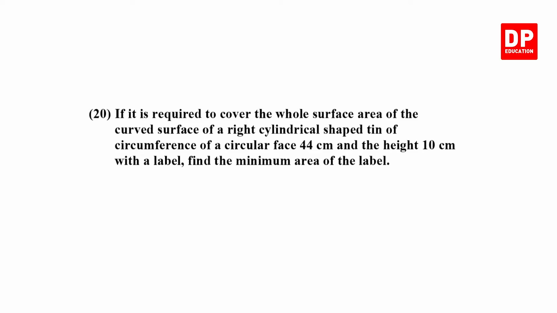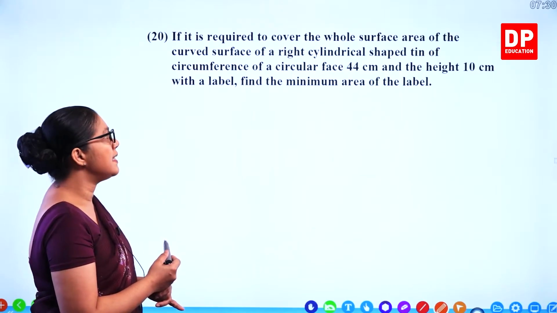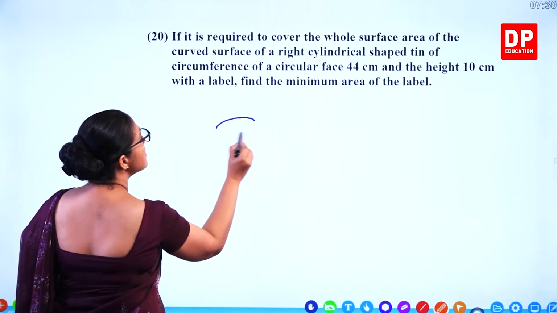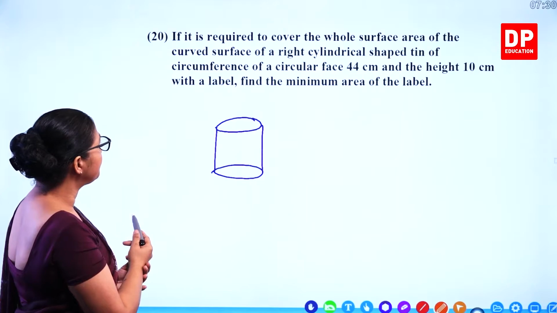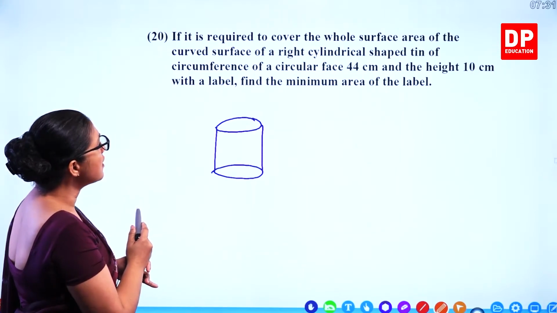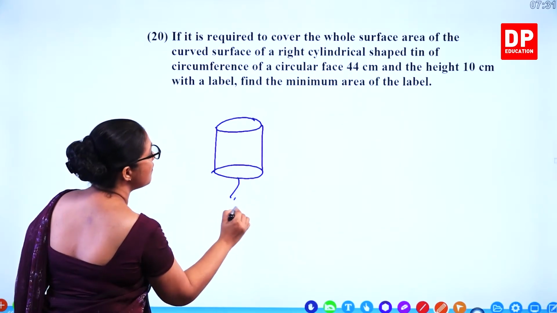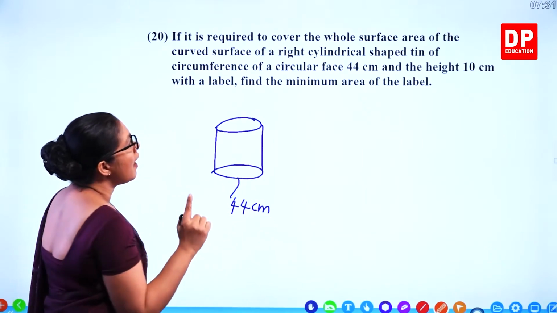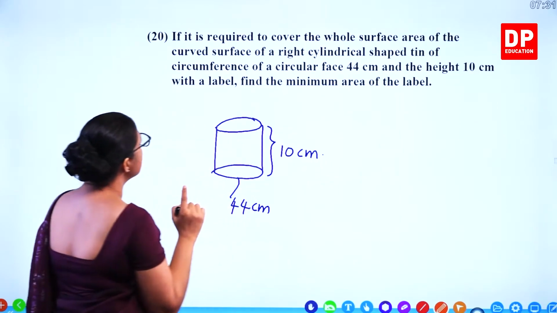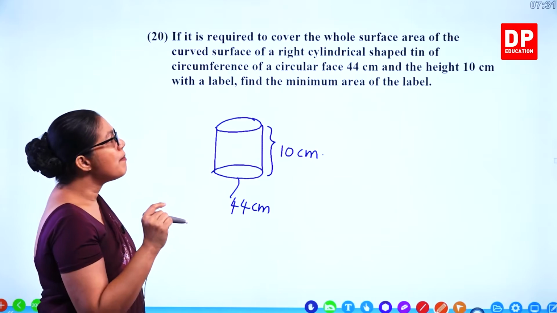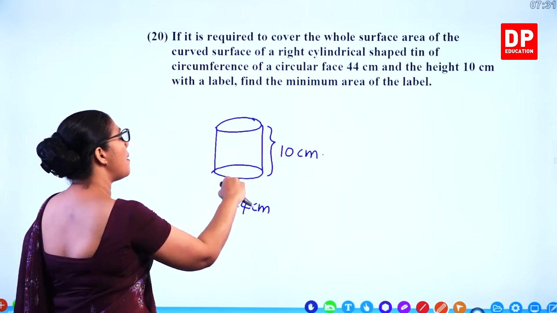Question number 20. If it is required to cover the whole curved surface of a right cylindrical shaped tin, let's take the tin like this. So we want to cover the curved surface area. The circumference of a circular face is 44 centimeters, so this circumference is given as 44. And the height is 10 centimeters with a label. Find the minimum area of the label. So only around the tin, no need above and below.